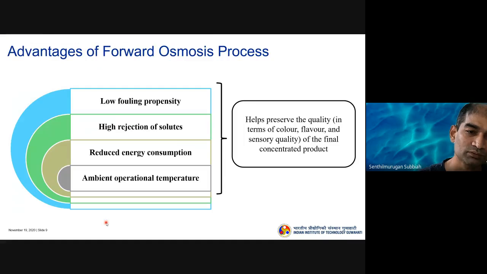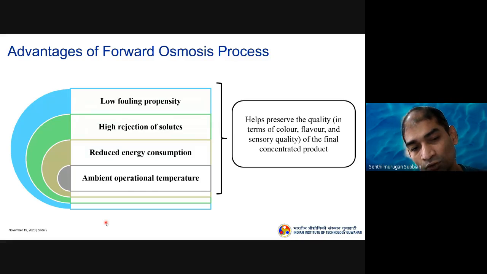The next one, as I said, is forward osmosis, which is found to be one of the alternative and attractive processes for fruit juice application and concentration. But it also has some limitations, which many researchers are addressing and which are in the process of being addressed. One is the low fouling propensity. In earlier days, many of us claimed that forward osmosis is supposed to give low fouling propensity.